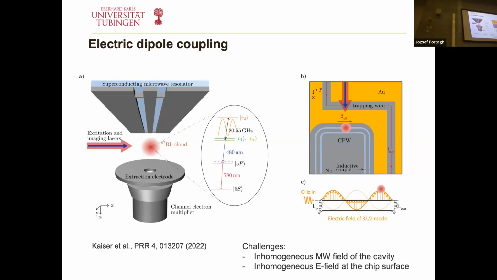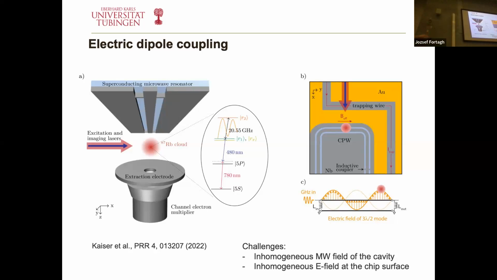Here you can see now the detector. It's a channeltron with some extraction electrode for field ionizing single Rydberg atoms and counting them with about 50% efficiency. Now, a closer look at our chip. Here we have the coplanar waveguide cavity. We have a Z-shaped wire for trapping.